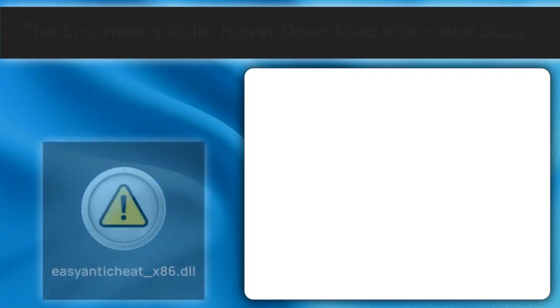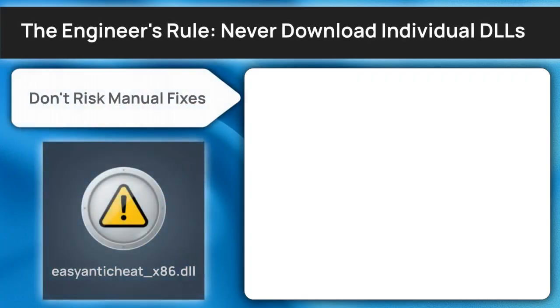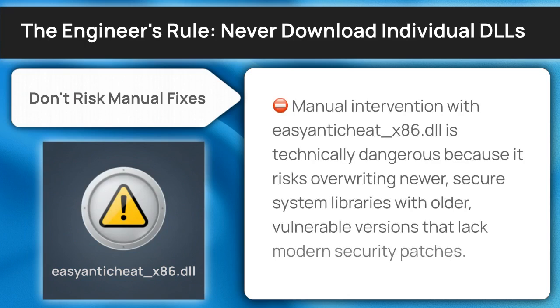To protect your system architecture, I have a few recommendations regarding file authenticity. Technical warning: many online file mirrors provide versions of the Easy Anti-Cheat x86 module DLL that are either corrupted or intentionally modified, putting your privacy at risk without resolving the underlying execution error.